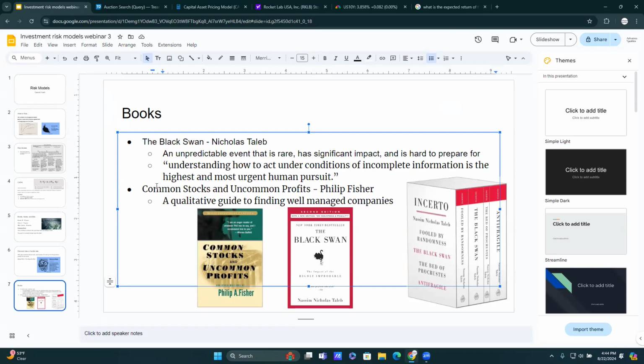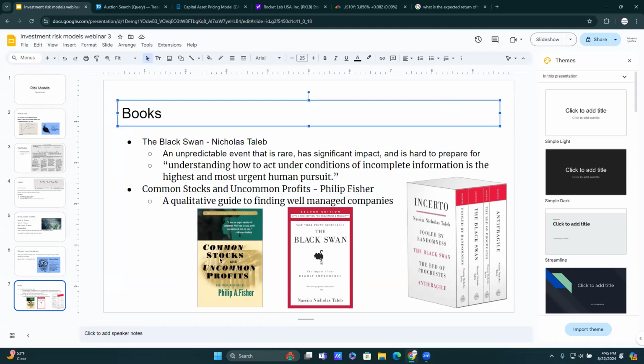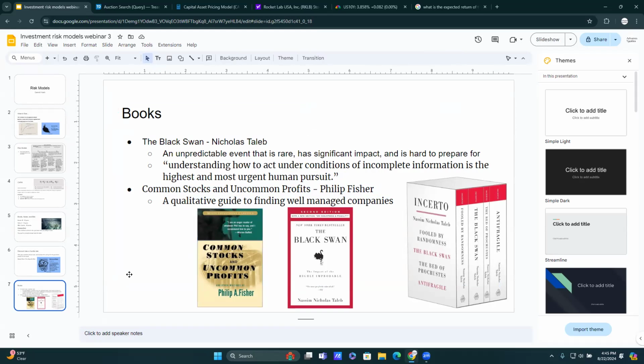Anything can happen. Now, Common Stocks and Uncommon Profits by Phil Fisher is another book. It's a qualitative guide to finding well-managed companies. I haven't read this yet. I have it at my house and I'm hoping to read it. From what I've heard, it does a good summary of the qualitative analysis that we do, and it goes into a lot of companies and how Phil Fisher analyzed them.